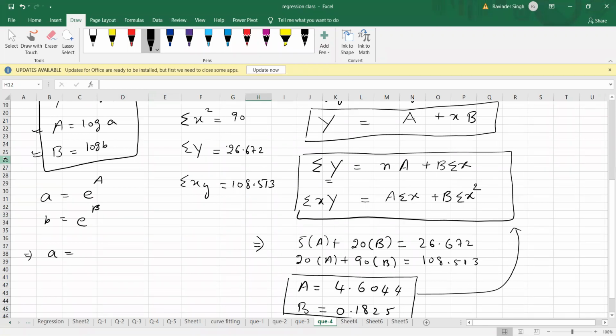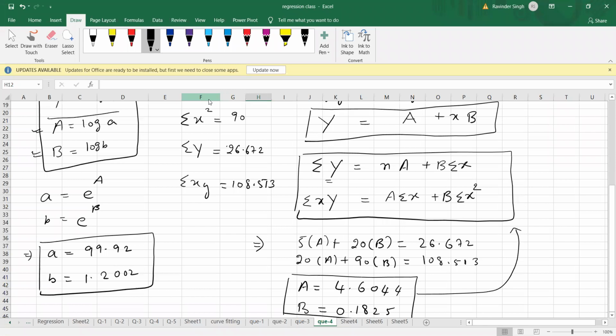So from here you will get a value as e power 4.6044. So this becomes 99.92, and b becomes e power 0.1825, and this will become 1.2002. So from this substitution only, you have to find the small a and small b. Capital A is equal to log a, capital B is equal to log b. So a becomes, when log will go to this side, e power of A, because it is log base e here.